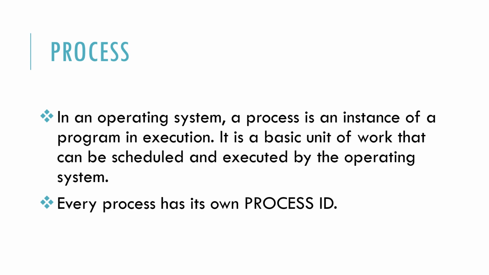Process. In an operating system, a process is an instance of a program in execution. In Unix and some other operating systems, a process is started when a program is initiated. It is close in meaning to task, which is the term used in operating systems. Every process has its own process ID.